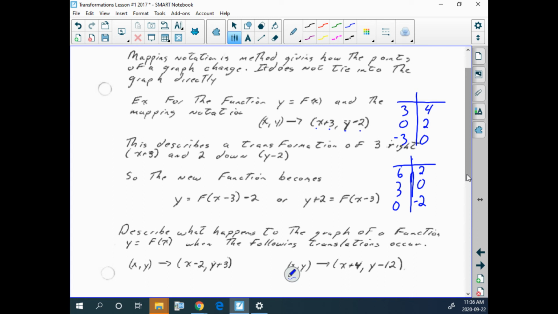On our function notation, to get 3 to the right, I need to subtract 3 from x, then plug it into my function and then move 2 down. Over here it's y plus 2, so add 2 to both sides of this, and this would be the other notation. So you have to go from mapping notation to the transformation in words, and then you can plug it into the function notation. Or same thing with function notation: I take the function notation, what happened to the graph in words, and then what happened on our table of values for our mapping notation.